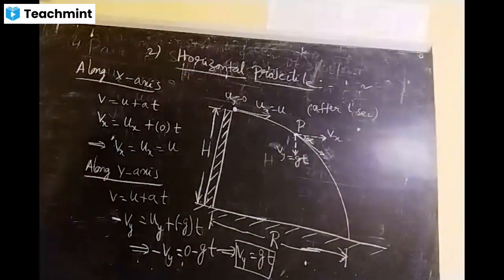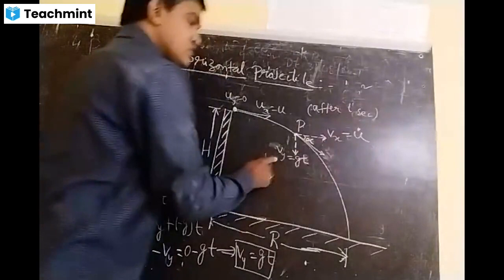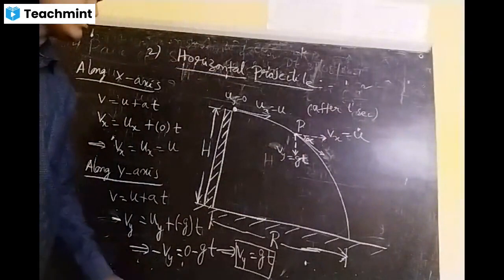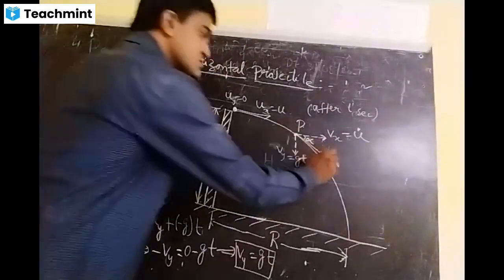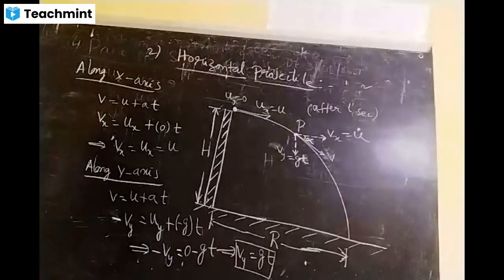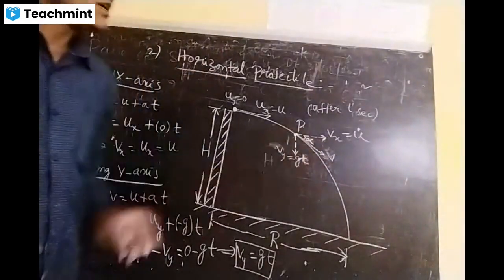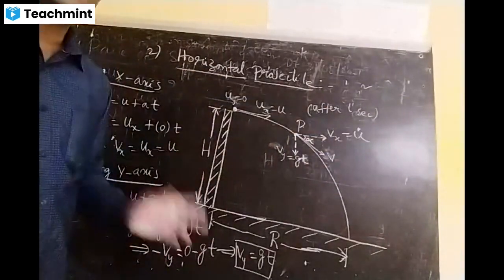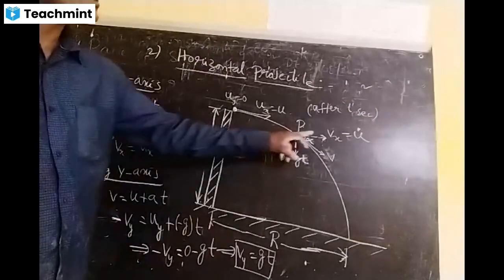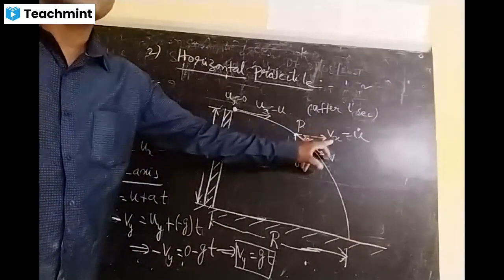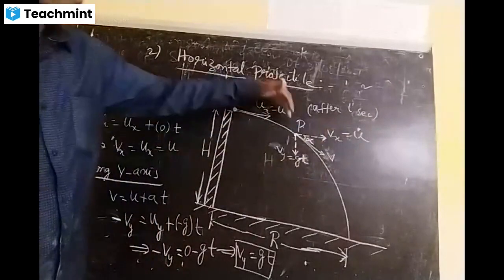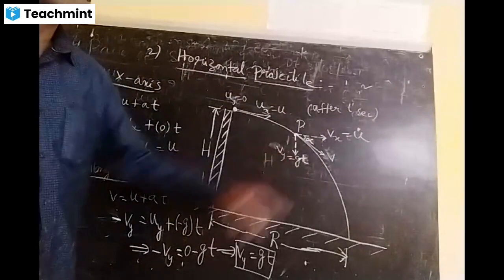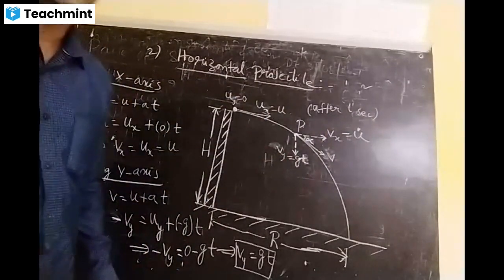What is your Vx? Vx is equal to U. Vy is equal to gt. Now, what is this resultant velocity? This is nothing but the resultant velocity at point P. This resultant velocity V has been resolved into two rectangular components. One is along the x-axis, denoted with Vx, which is equal to U, and the other is the vertical component of velocity acting along the y-axis. Vy is equal to gt.